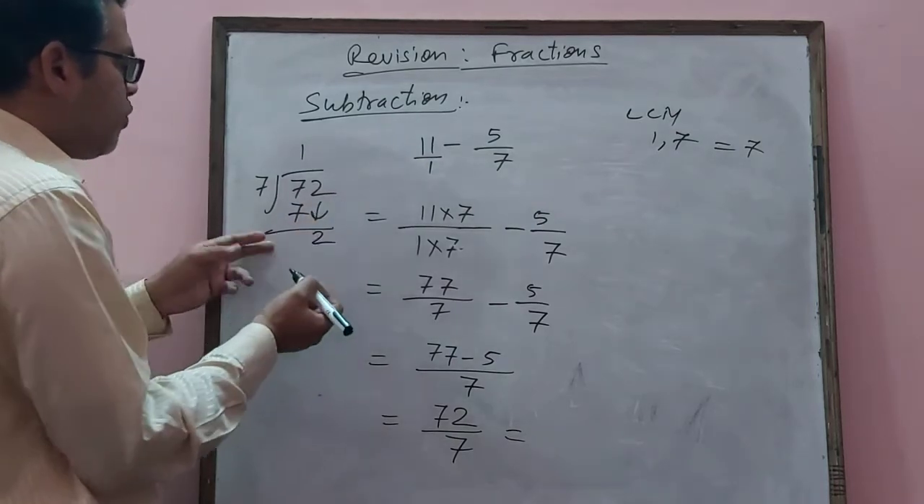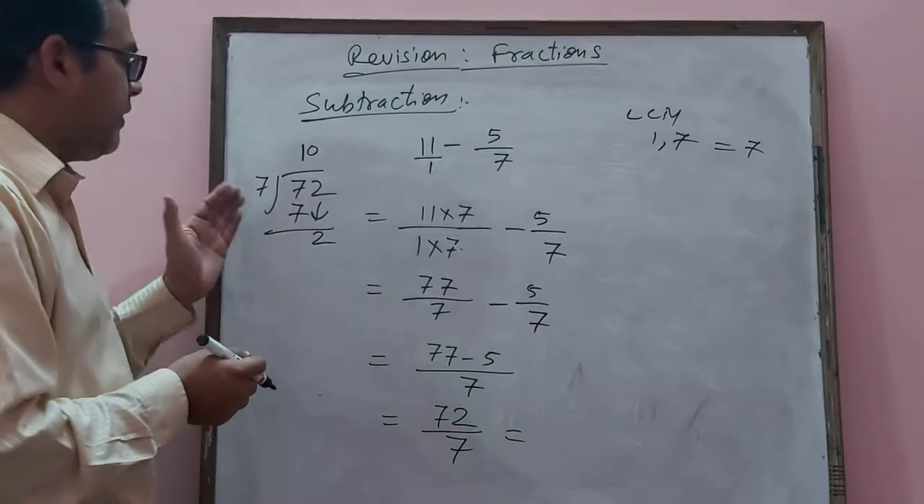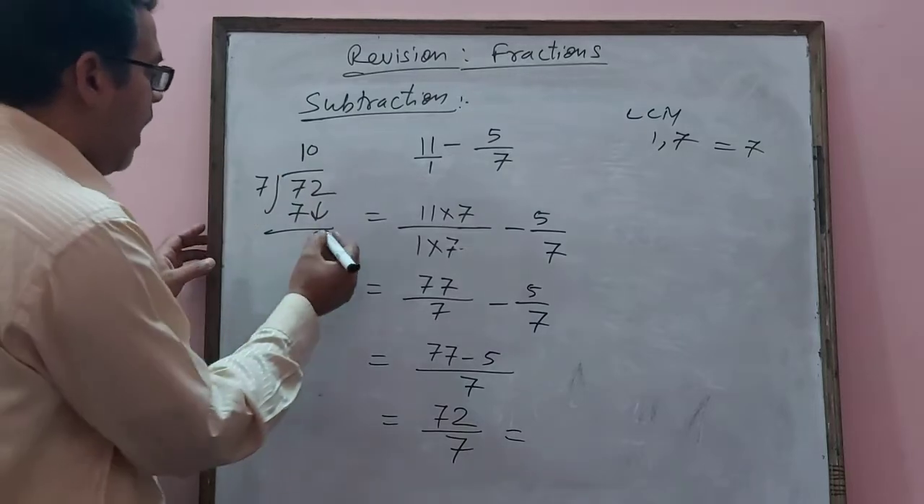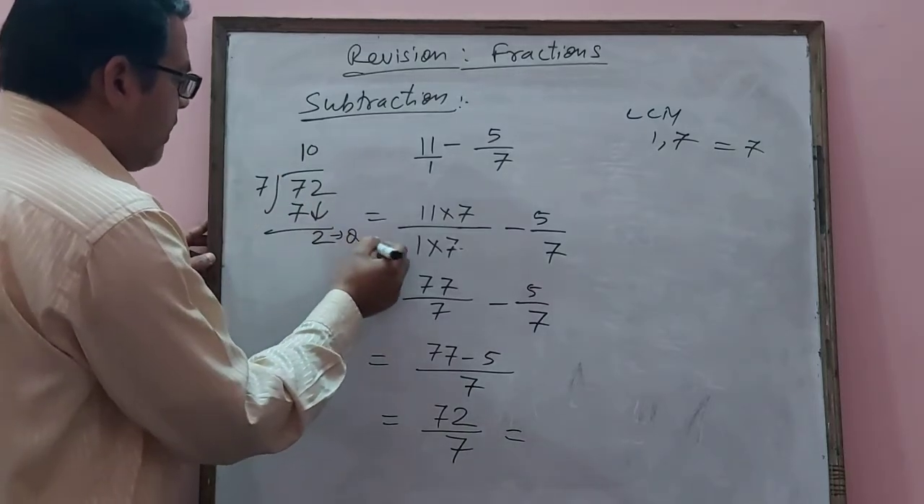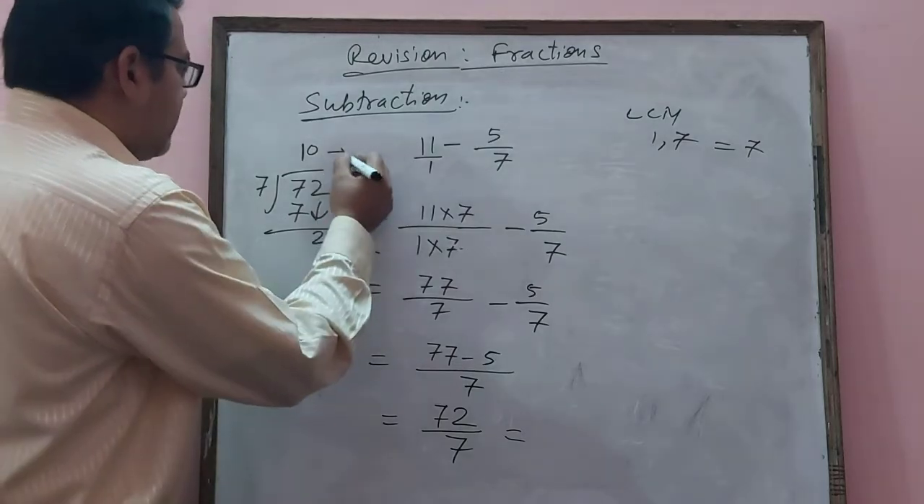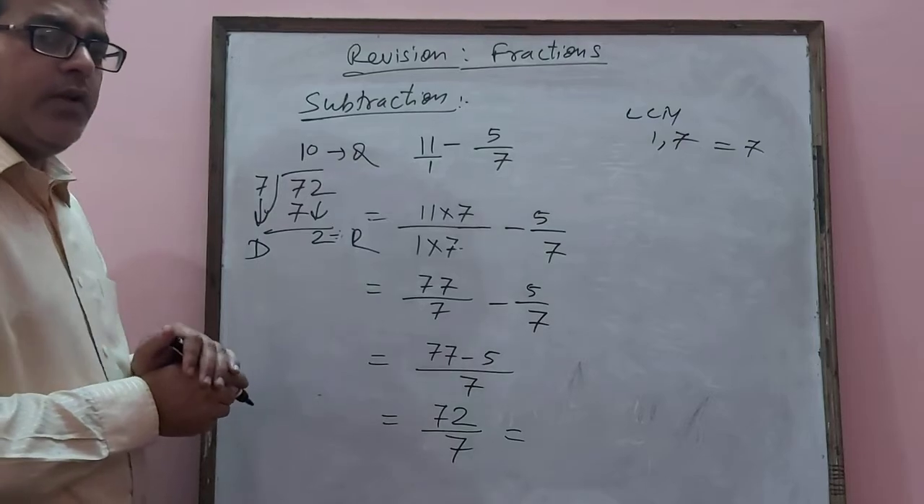Now since 2 is smaller than 7, so 0 we can put here. It means this 2 is not divisible by 7. That's why 0 you can put. Now this 2 is remainder, this 10 is quotient, and this 7 is divisor or denominator.